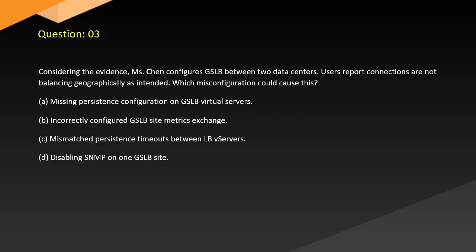Question 3. Considering the evidence, Ms. Chen configured GLB between two data centers, and users report connections are not balancing geographically as intended. Which misconfiguration could cause this?